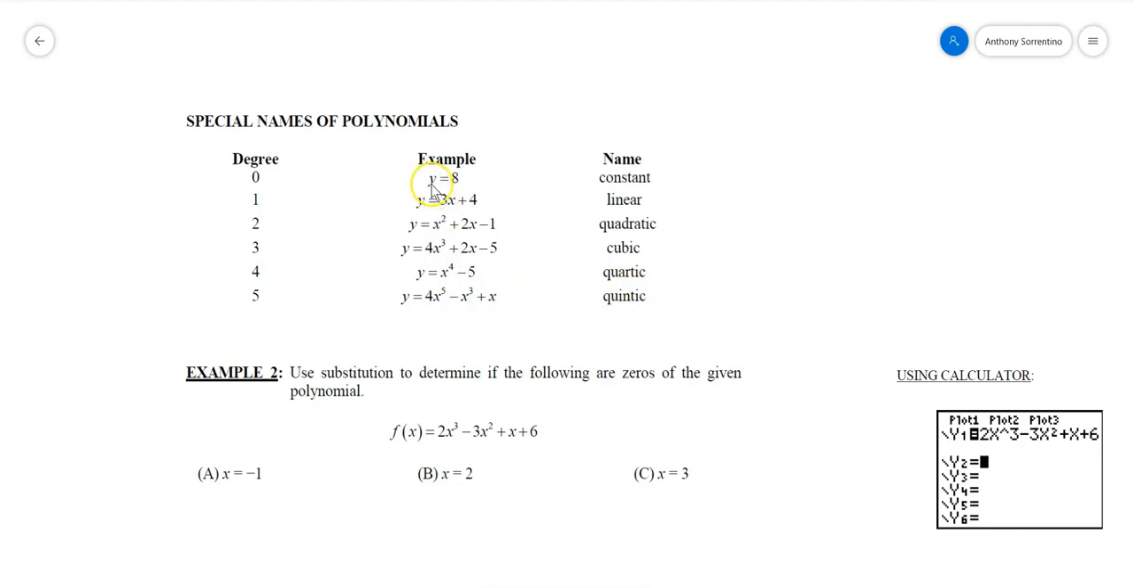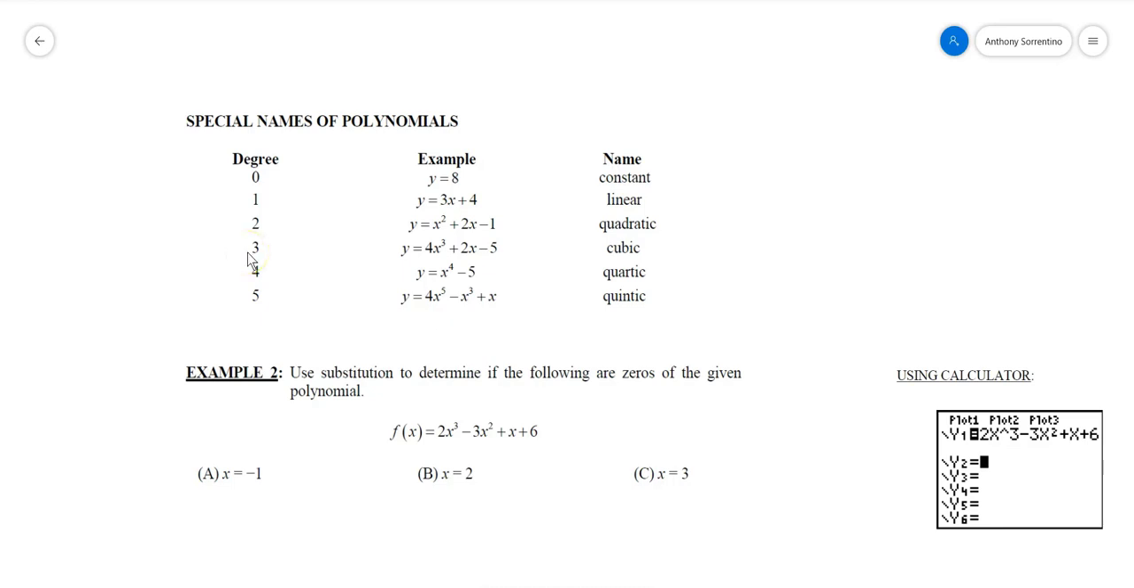Notice that the function y equals 8, which would be like f of x equals 8, a constant polynomial, is a degree 0. That is a polynomial function. We talked about linears already. We talked about quadratics in the previous chapter. We have cubics, that's a special name. Quartic is a special name. Quintic is a special name. And you may even see these names being used occasionally in some of the problems you might be given. Usually after degree 5 for this textbook, they just simply say it's a degree 6, degree 7, degree 8.